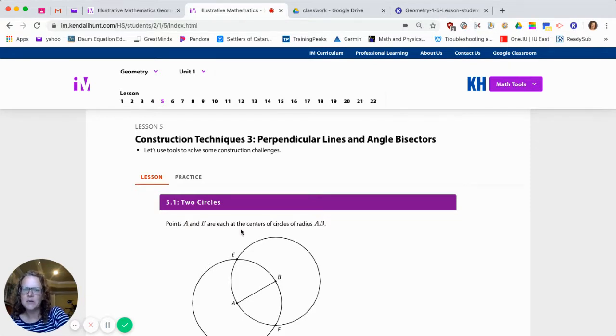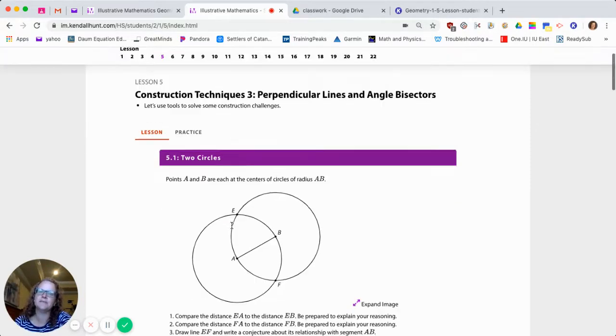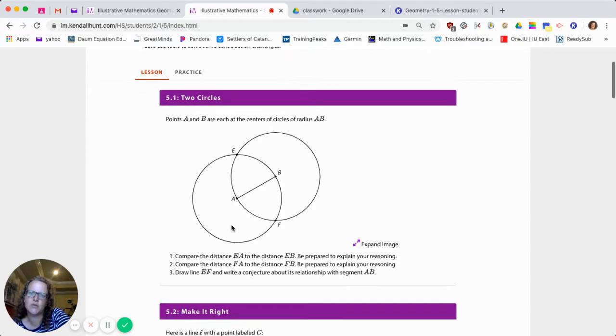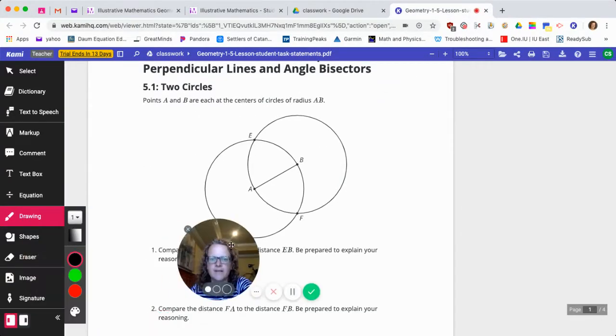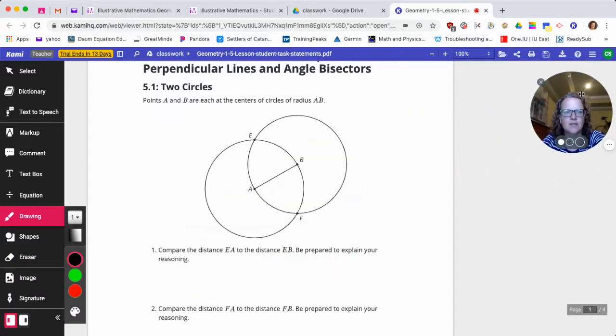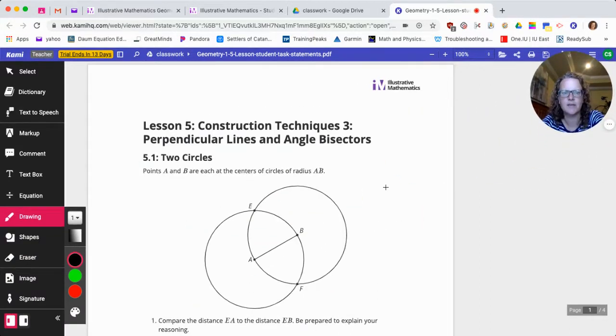All right, so if we look at lesson 5, it says 2 circles. Points A and B are each at the centers of circles of radius A and B. I'm actually going to go over here and work so that I can draw on it, which means I have to move my head. Floating head. There we go.